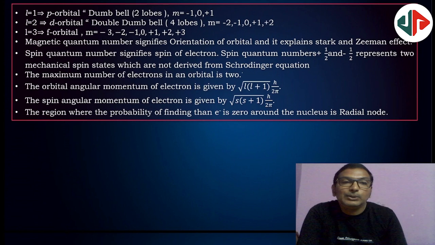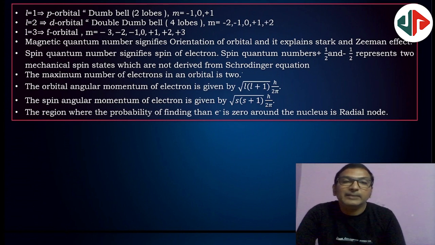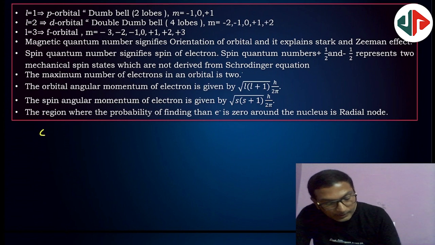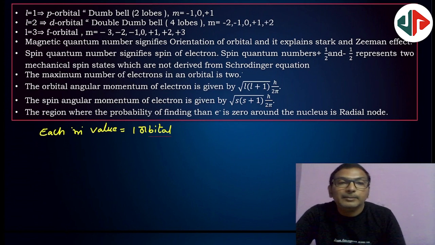Next, l equals 2, d subshell, double dumbbell shape, 4 lobes. m equals minus 2 to plus 2, 5 values. l equals 3, f subshell, m equals minus 3 to plus 3, 7 values. Each m value is one atomic orbital. Each m value equals one orbital. Remember that point.